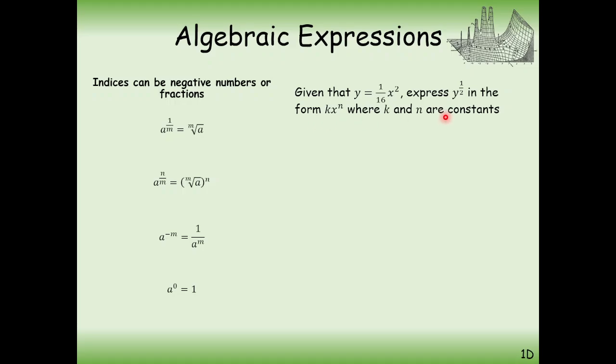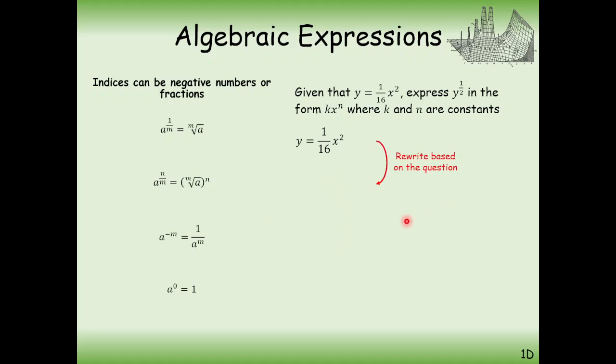Find root y, which is y to the power 1/2, in the form kx^n, where k and n are constants. So they have given the y value as 1/16 x squared. So you have to substitute x squared by 16 instead of y. Again you will be getting 1/2. Like that the steps will go.